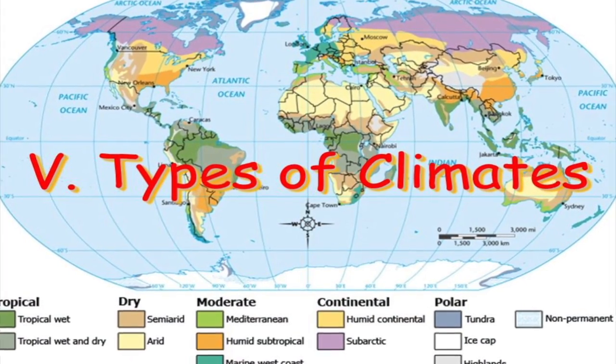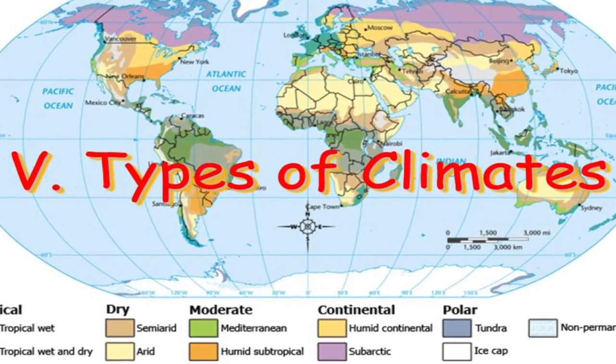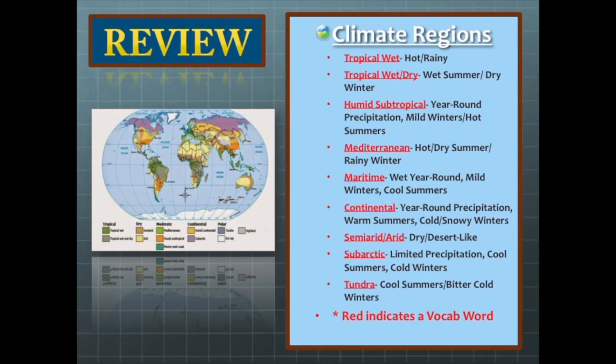Well, I hope you enjoyed our world climate tour. Which region would you choose to live in? To review, we discussed climate regions today. There were tropical wet and dry, humid subtropical, Mediterranean and maritime, continental, semi-arid and arid, subarctic and tundra climate regions that we studied.